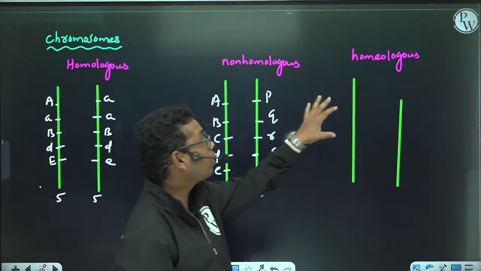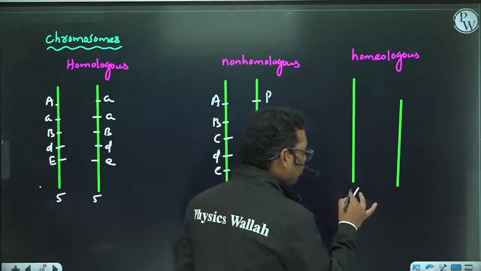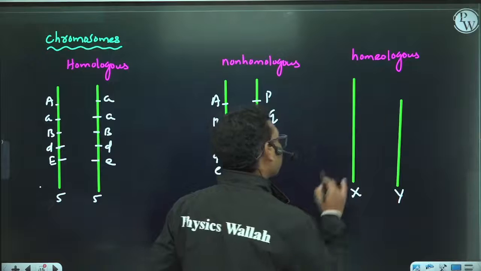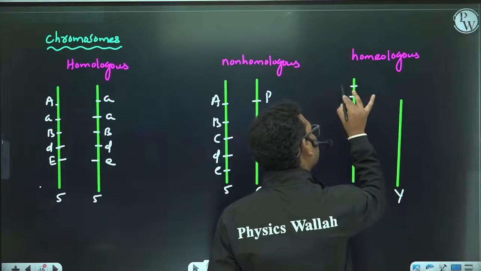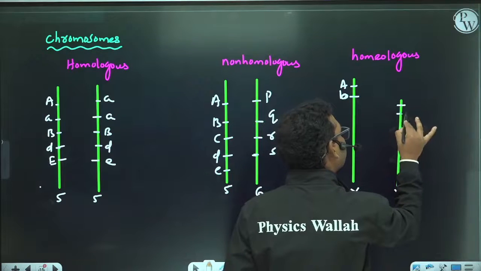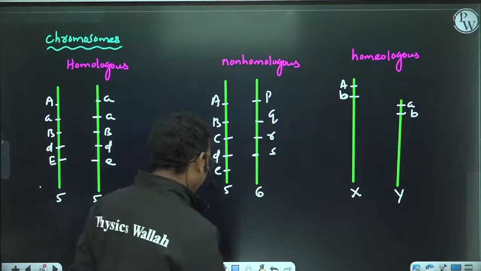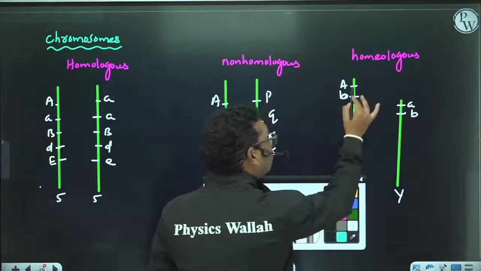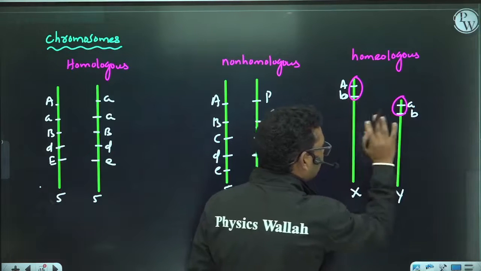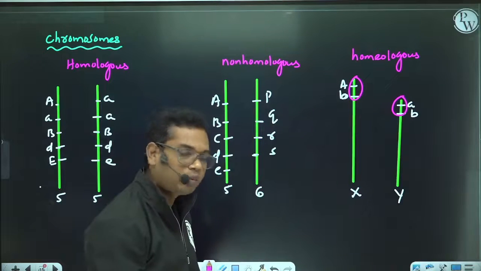So what do you understand by homologous chromosome? Let me give you one example. Suppose this is chromosome X and suppose this is chromosome Y. Okay, so in this case, suppose I am taking two genes here. Suppose the gene is capital A and small b. Here also the genes are present, small a and small b. That means you can see that there is similarity. That means these regions are present in both chromosome X as well as chromosome Y.